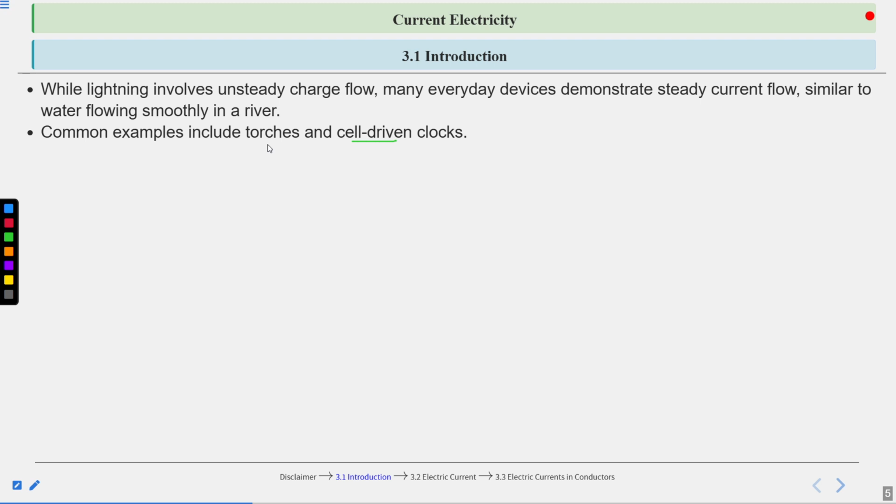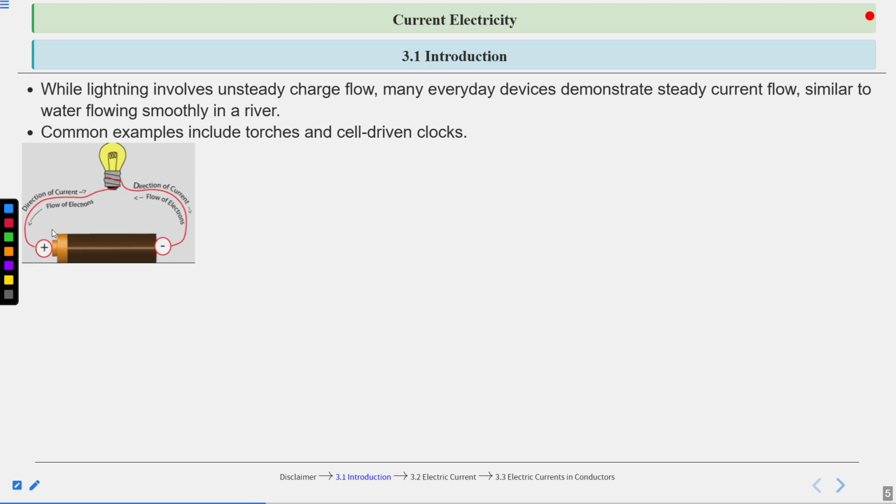on 220 volts. They work on 220 volts, but these torches or these clocks can work on 1.5 volt. Some clocks may require two cells because they work on a potential difference of 3 volts, so two cells of 1.5 volt can be used. So this is an example.